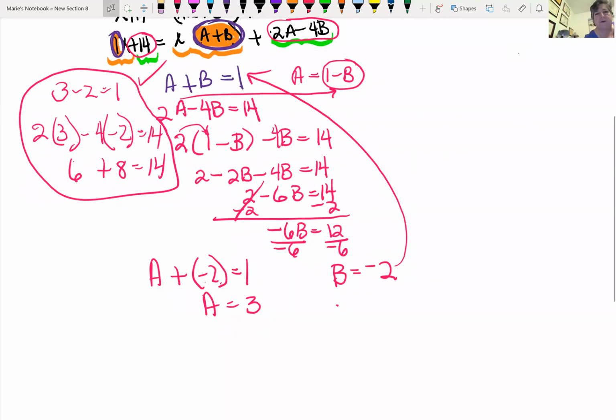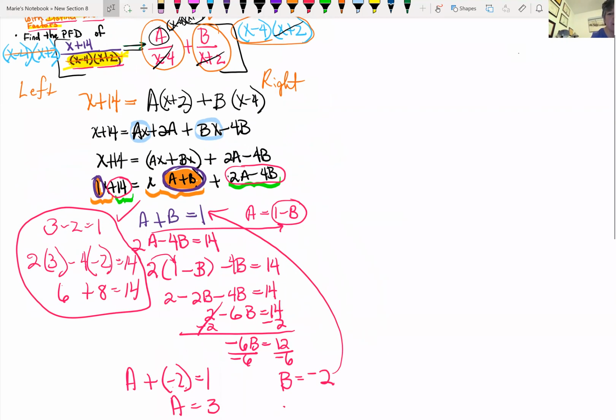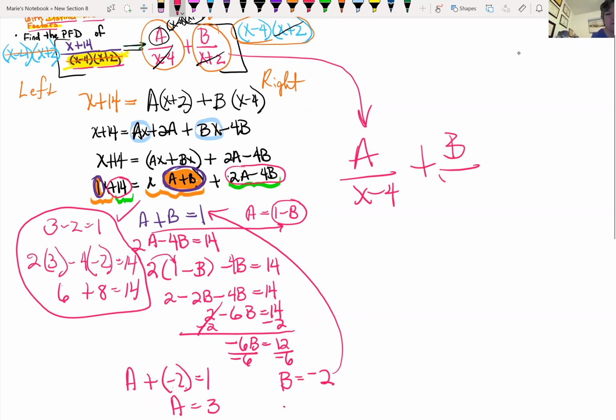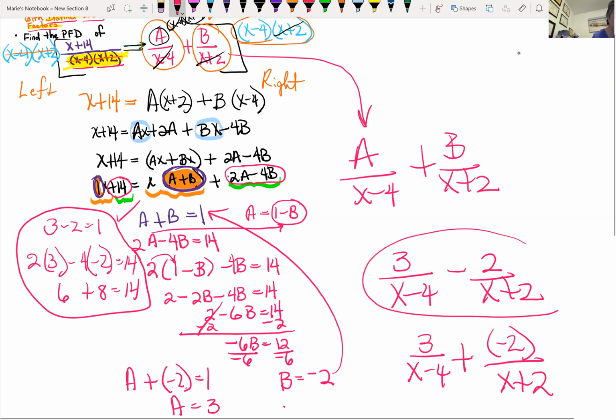and plug this back into our equation where we originally had the A over x minus 4 plus B over x plus 2. And so this final answer ends up being 3 over x minus 4. You could write it as minus 2 over x plus 2 if you wish. If you'd rather do 3 over x minus 4 plus negative 2 over x plus 2, that's okay as well. This is a more complete answer though.